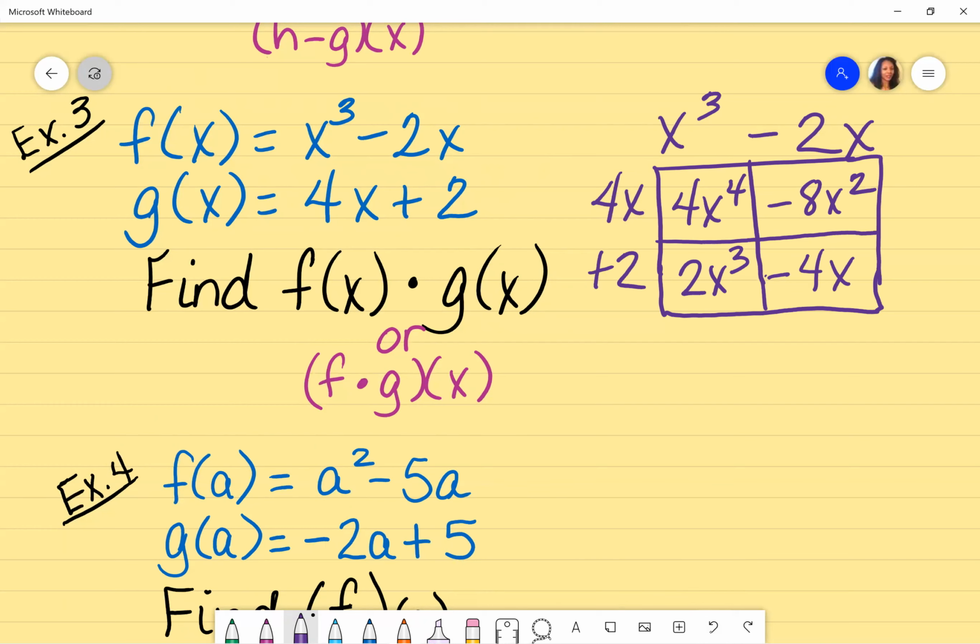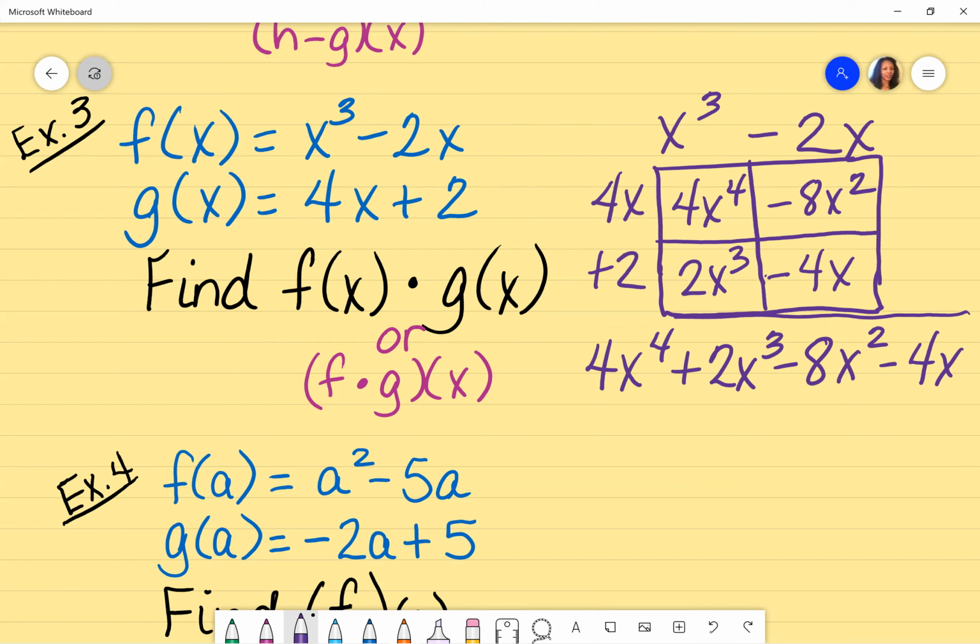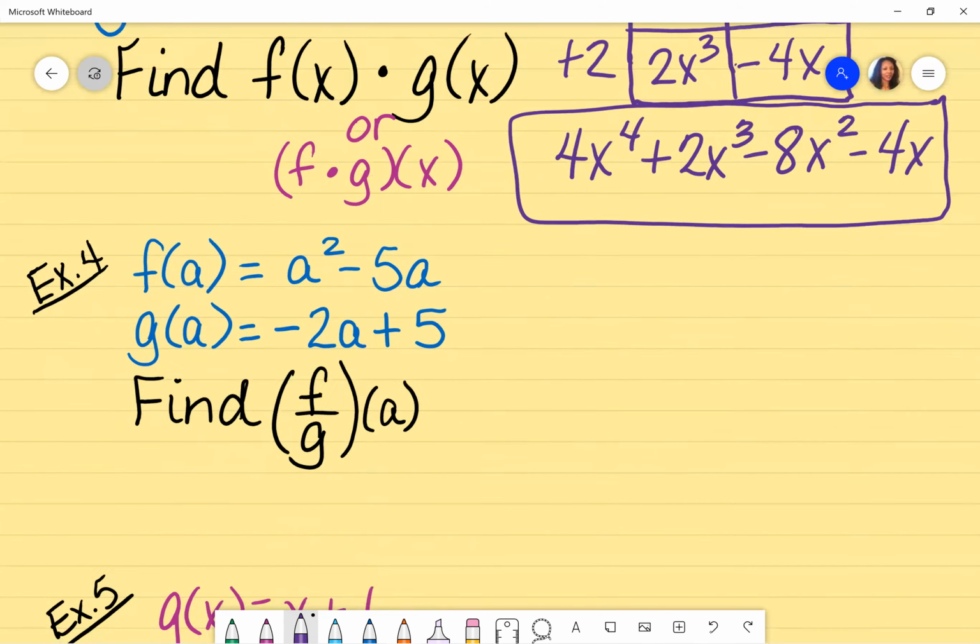Once I have my answers in my boxes, I'm going to put it in standard form, starting with the largest exponent. So I have 4x to the 4th, and then I'm going to go to the bottom left box, which is plus 2x cubed, because I'm looking at the exponents. And now I'm going to go to negative 8x squared, and then finally negative 4x. Again, I am not trying to simplify this any further. This is it. That's my final answer. So I used the box method, you don't have to, and I put it in standard form for my final answer.